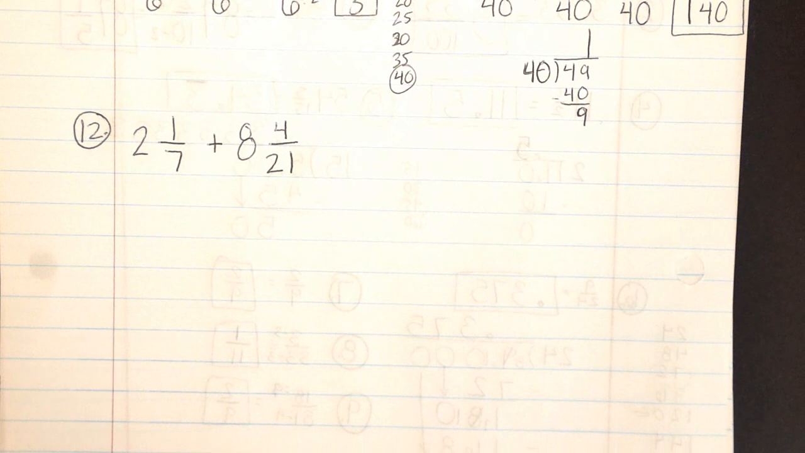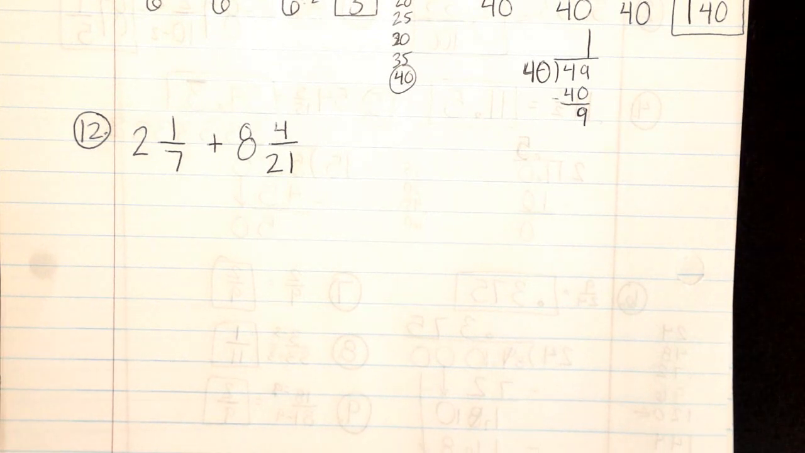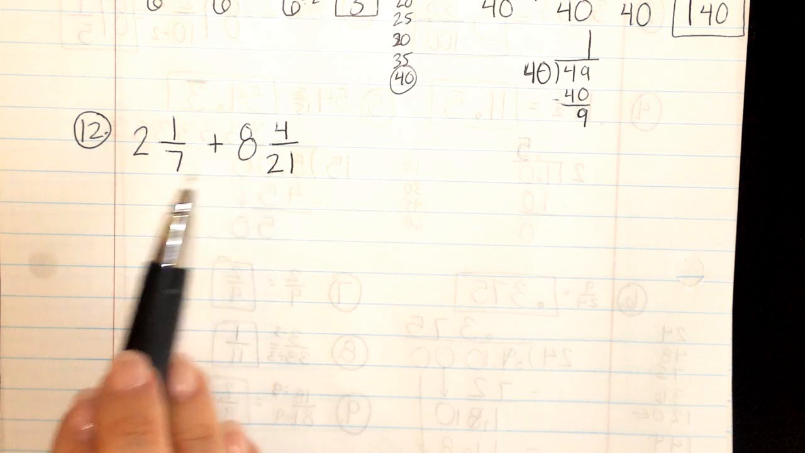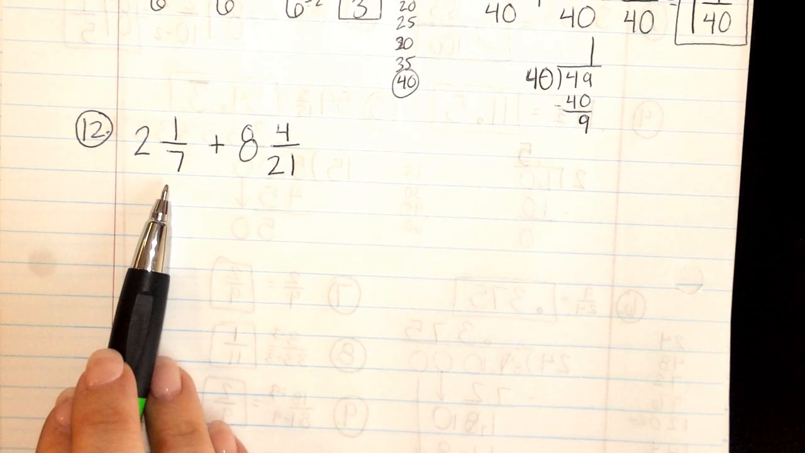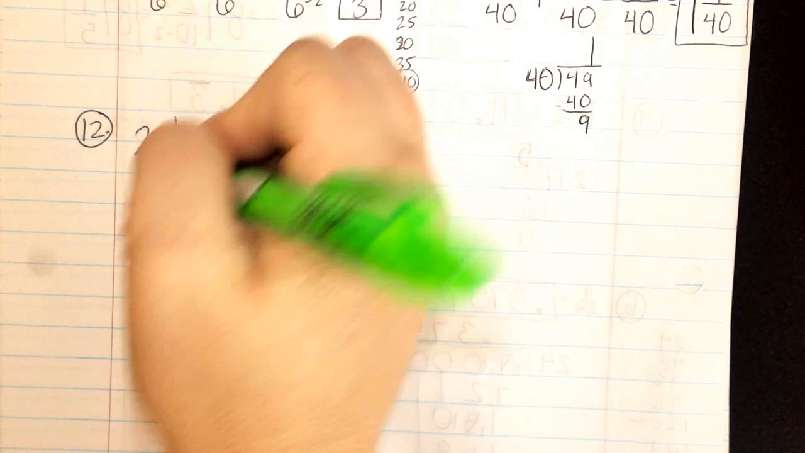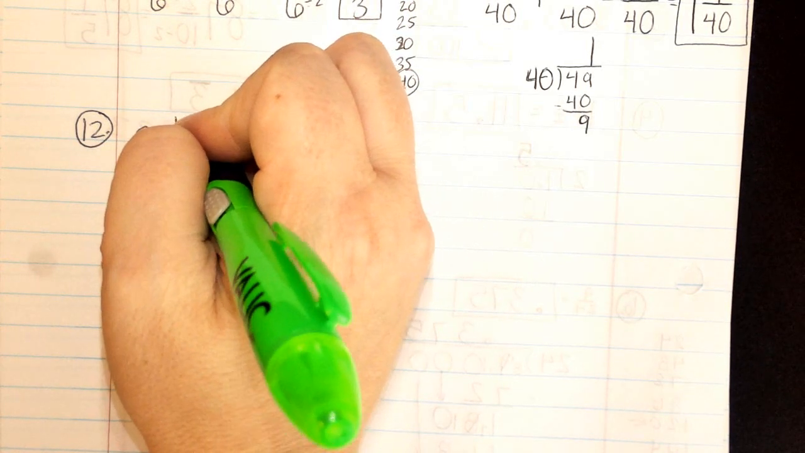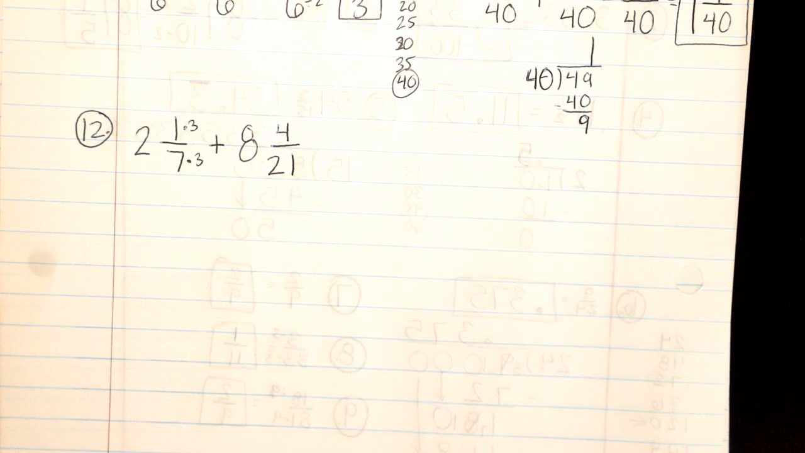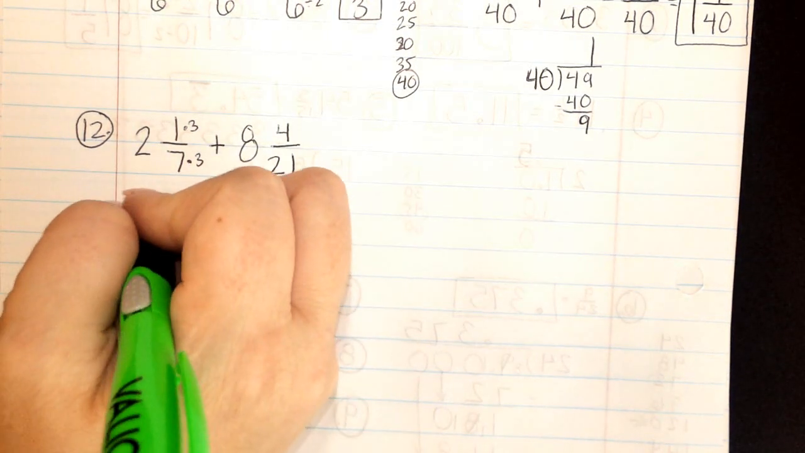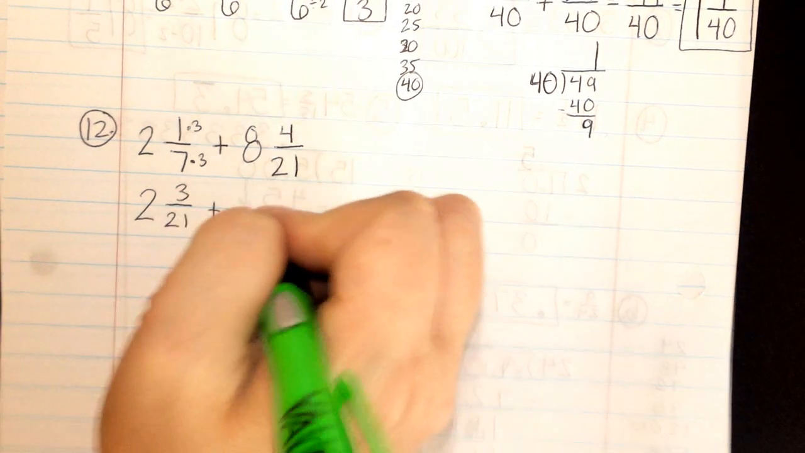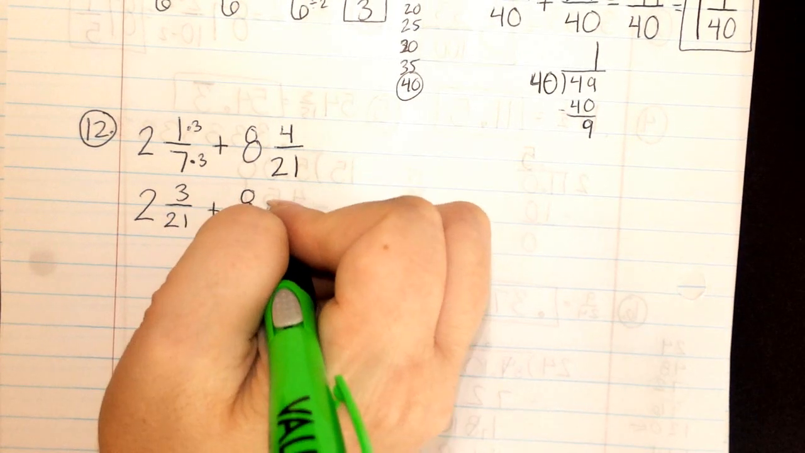Do my bottom numbers match right now? No. Look at the small number. Can I make the small number match the big number? Yes. What can I do to 7 to make it match? 3. Thank you, Julia, for raising your hand. Times it by 3. Are we okay with that so far? All right, Julia, what's my new fraction going to be? Perfect. 2 and 3 over 21 plus, am I going to change the second one, Julia?